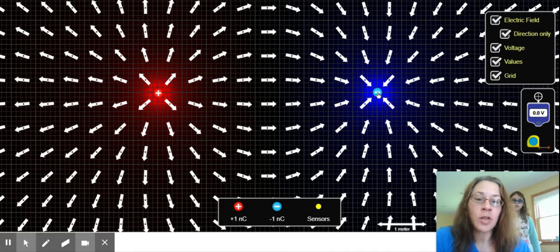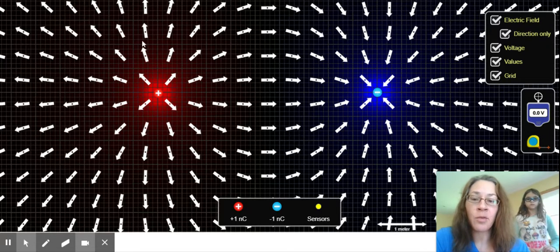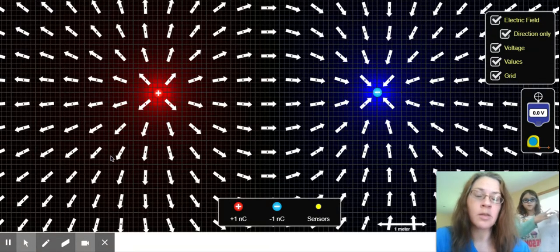And what direction the arrows are pointing. So these arrows are pointing away. This is a positive charge. These arrows are pointing toward the charge, and it's negative. And then what happens to all the symbols that represent the field?